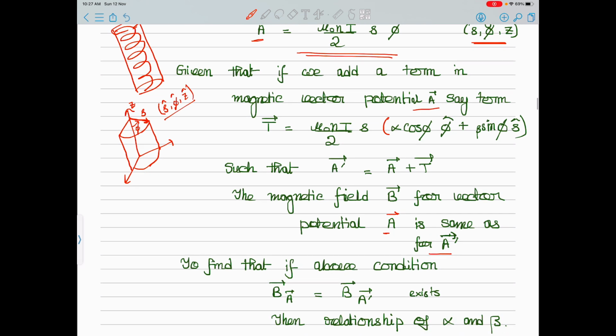Therefore, now what is to be found out? If the above condition holds, that is, B of A is equal to B of A dash, that is, the magnetic field due to this A vector which is given and the magnetic field due to the A dash after adding this term T are the same, then what will be the relationship between alpha and beta is what we require to find.